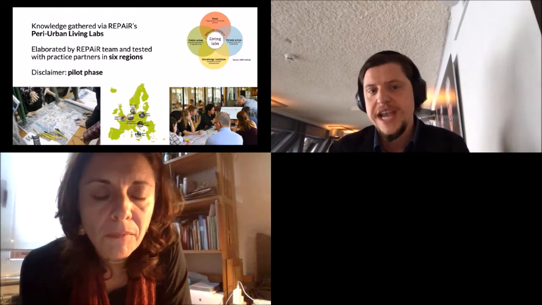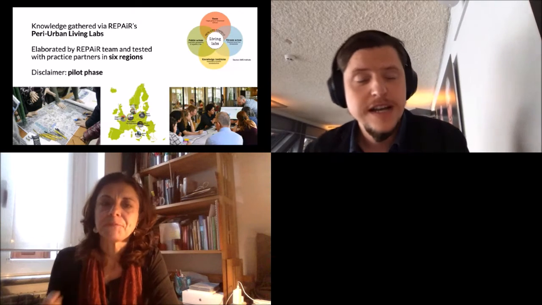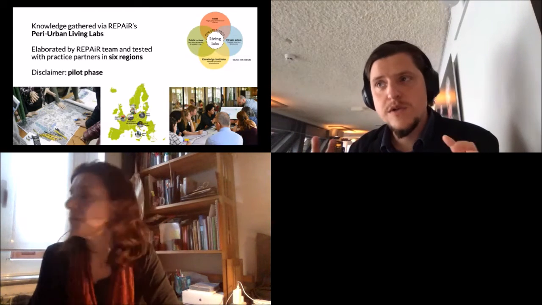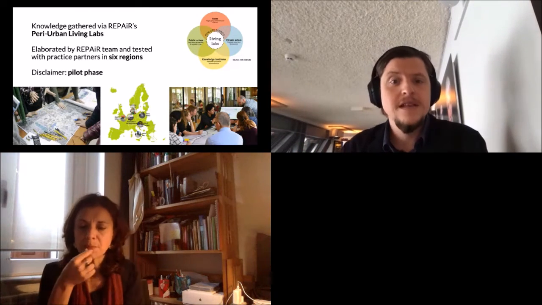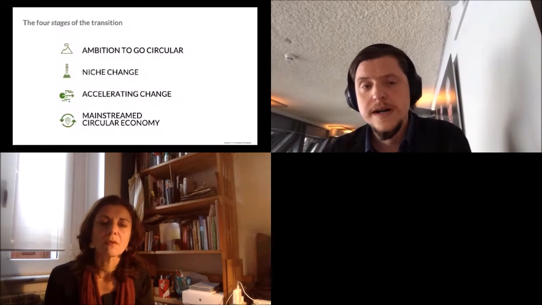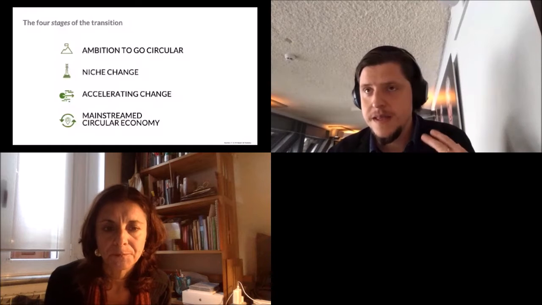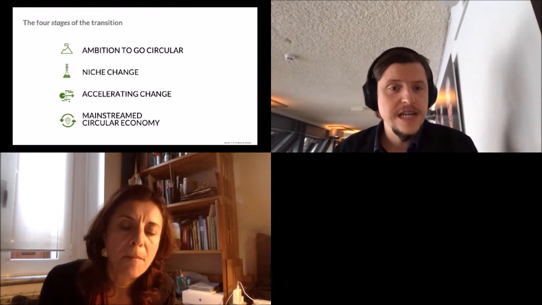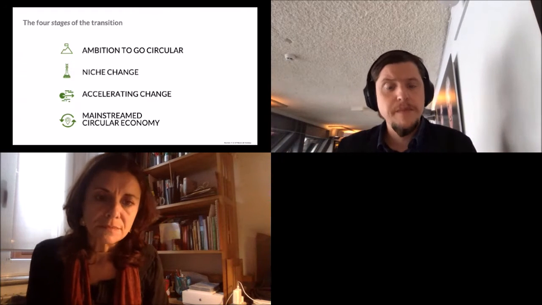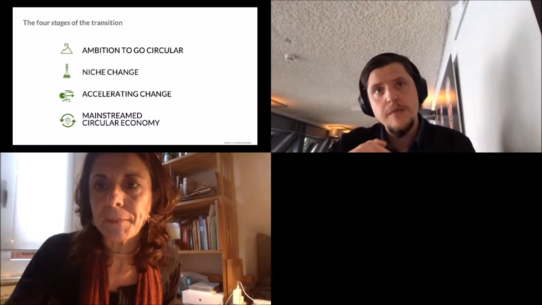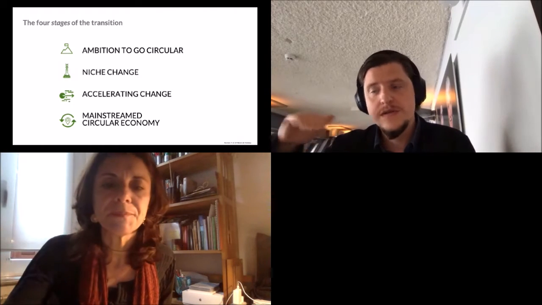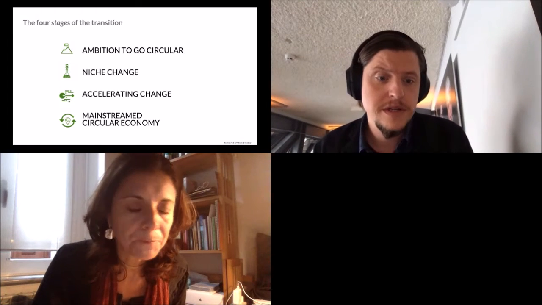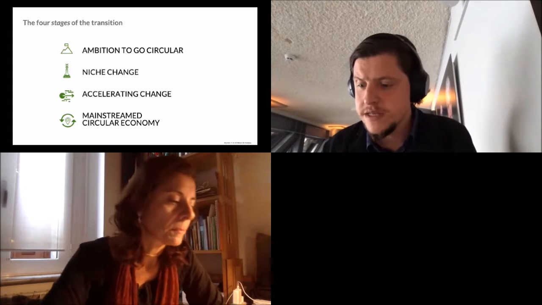The second stage would be change in the niche, right? So experimental kinds of development that upset the status quo in a way, that propose innovations, but they remain quite small scale or local and still need to be taken up more broadly, mainstreamed and upscaled. And then the third stage would be accelerating change, where the transition really picks up the pace. And we move from those niche developments towards a wider change of the socio-technical regime. And finally, the end stage would be a mainstream circular economy, where circular economy is really the dominant model.